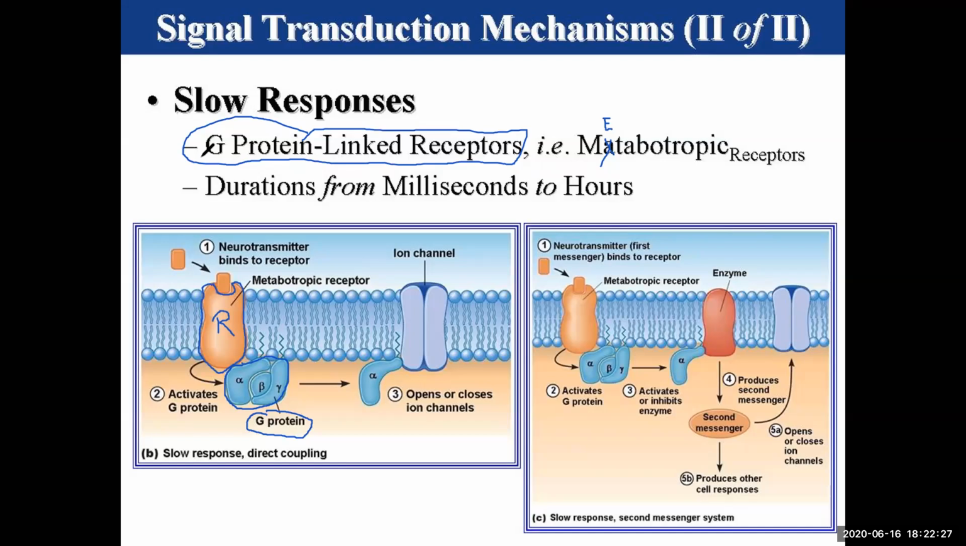So G protein linked receptor is this one and this one. And the G protein has three subunits. You have the alpha subunit, you have the beta subunit, and you have the gamma subunit. For this class, we're going to focus on the alpha subunit.